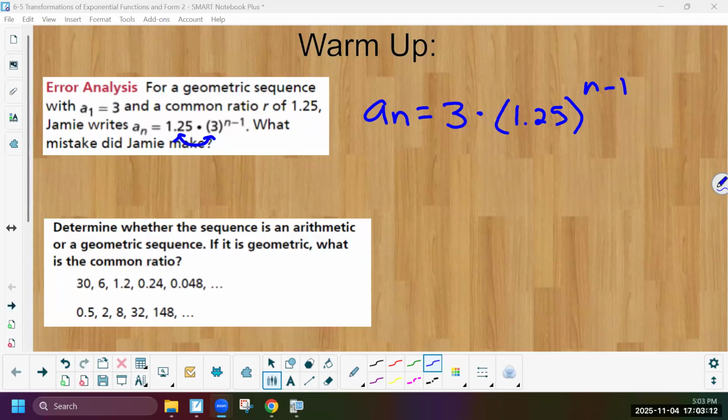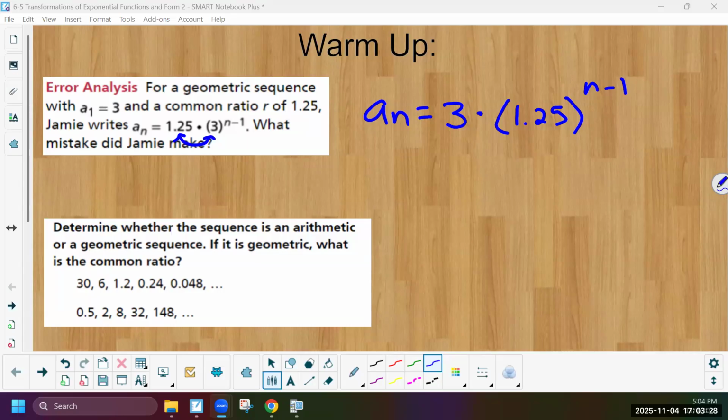All right, and then the second two, we have two sequences. We have to tell, are they geometric? And if they are, we have to tell what the common ratio is. So looking at the first one, I can tell that it's decreasing. So if it is a geometric sequence, it's going to be by a fraction.